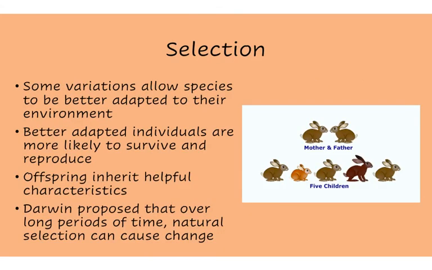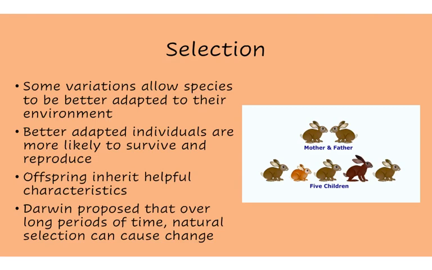We also have selection. So some variations allow species to be better adapted to their environment, and better adapted individuals are more likely to survive and reproduce. So offspring inherit those helpful characteristics. So for example, we see again these rabbits over here. We see 2 brown rabbits, and they had 5 babies. 3 of their babies are also brown. 1 is a little bit reddish, and 1 is orange.